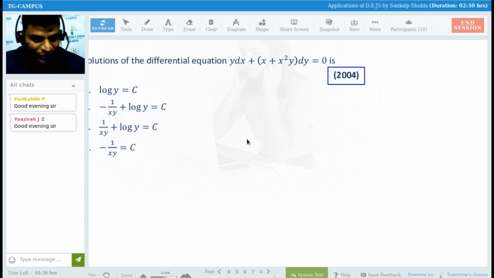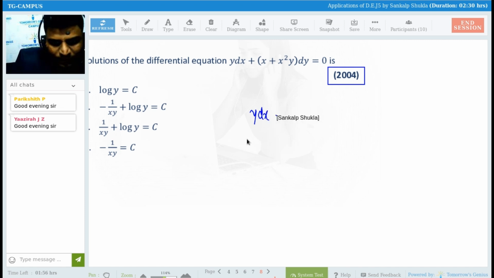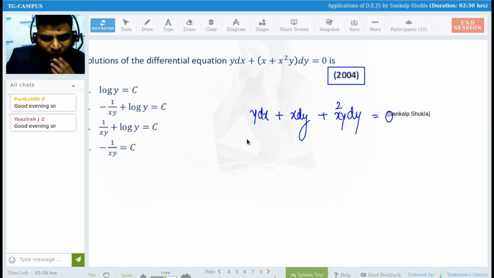Anyway, okay, what is the solution for this question? y dx plus x dy plus x square y dy is equal to 0. Now, what we have done? What should I do? Tell me.